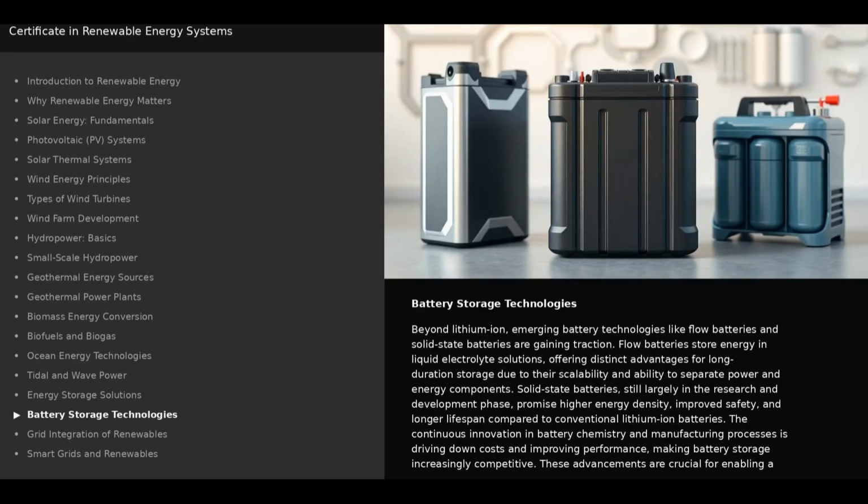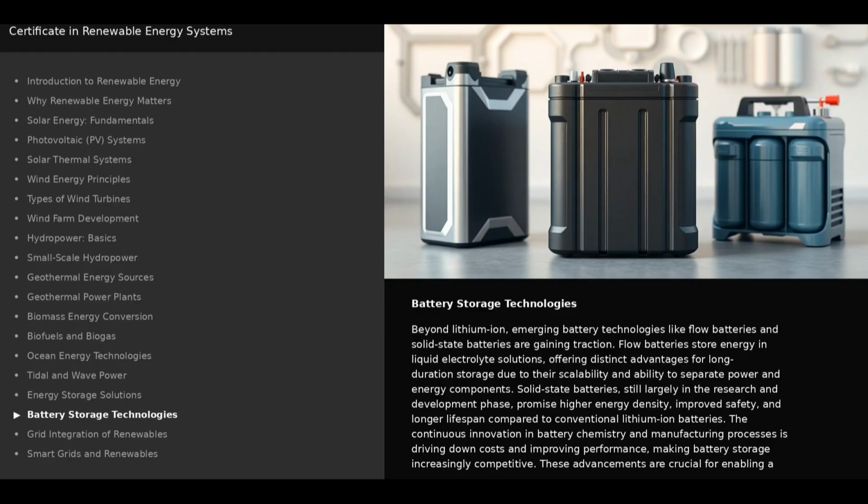Beyond lithium-ion, emerging battery technologies like flow batteries and solid-state batteries are gaining traction. Flow batteries store energy in liquid electrolyte solutions, offering distinct advantages for long-duration storage due to their scalability and ability to separate power and energy components.